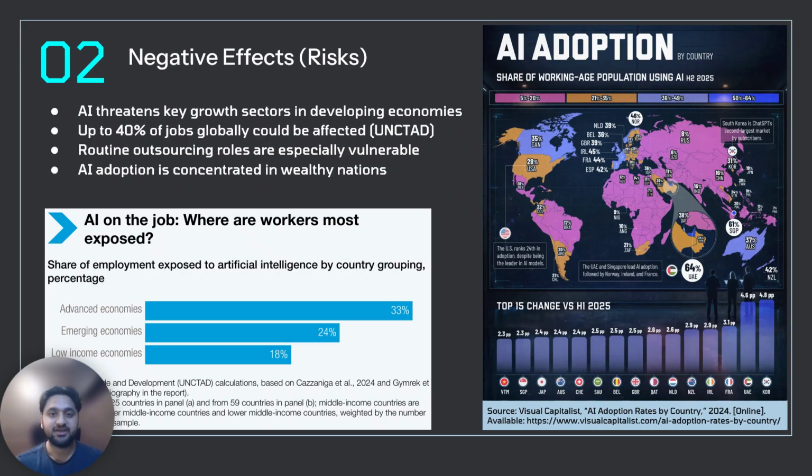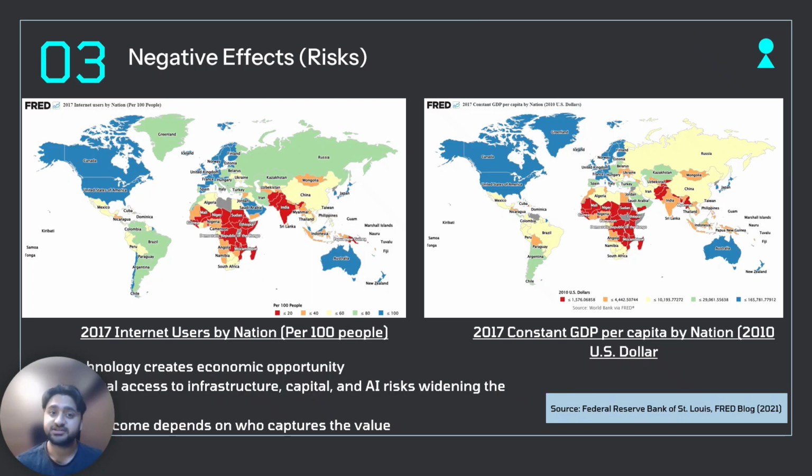On the other hand, AI threatens key growth sectors. UN research suggests it could affect up to 40% of jobs globally, especially routine outsourcing work from less developed countries. At the same time, AI adoption is concentrated in wealthy nations, allowing them to capture most productivity gains. Technology creates opportunity, but without equal access to infrastructure, capital, and AI tools, many countries risk falling further behind. Technology reduces barriers, but only for those with access. Whether it narrows the global gap depends on who captures the value.